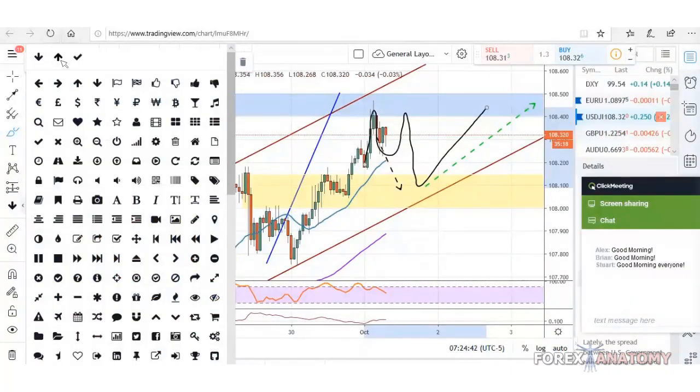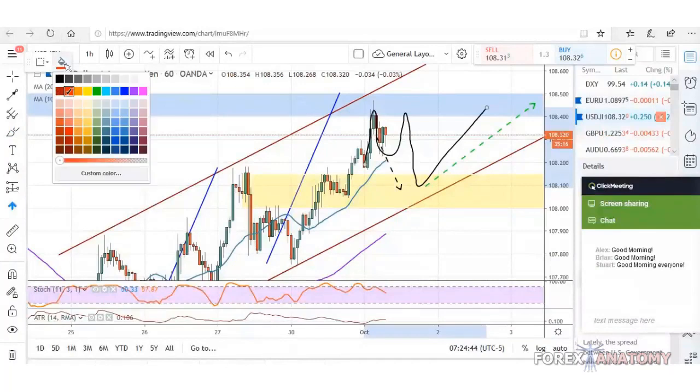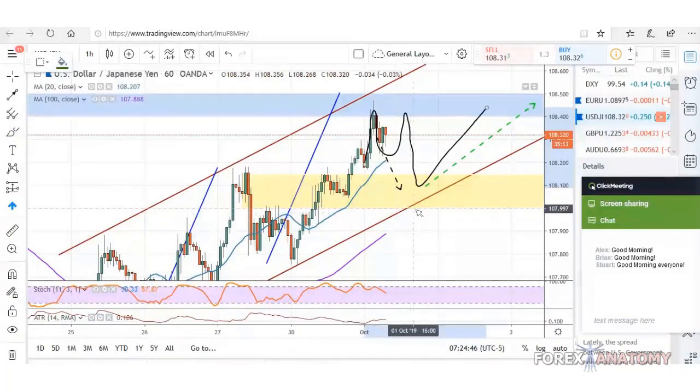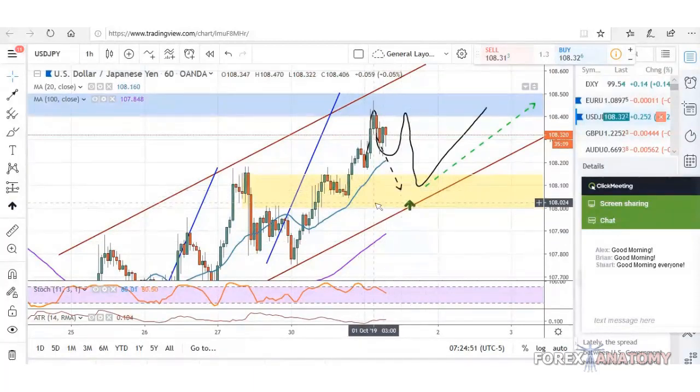If you want to play it safe, just wait for price to get down into this zone right here and look for a buy somewhere in this area right here. Just look for a buying opportunity on bullish confirmation. But that's it for the US dollar Japanese yen. I don't have too much to share.